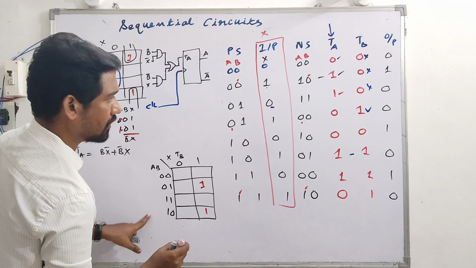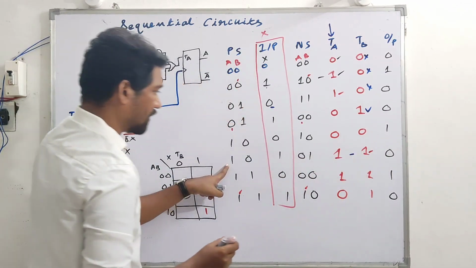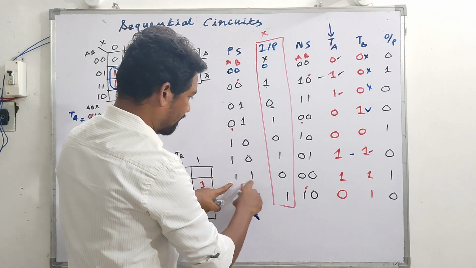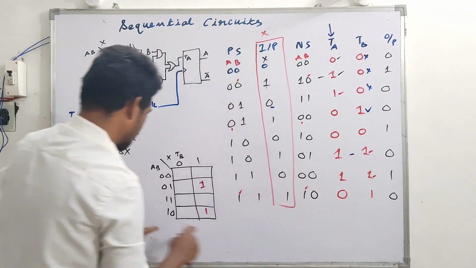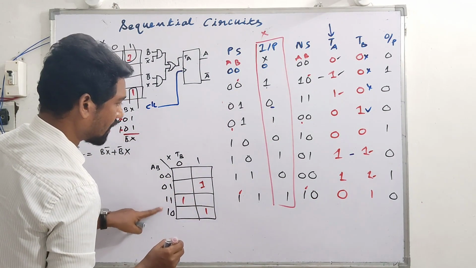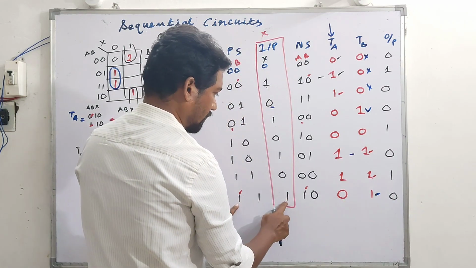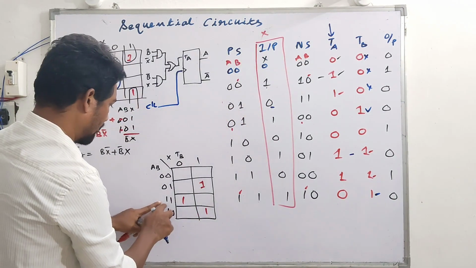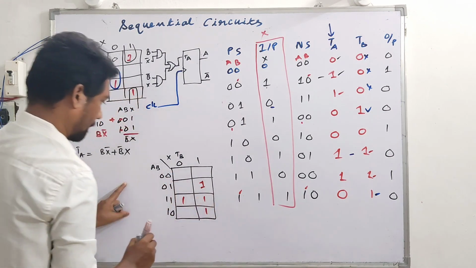1 0 1, we have a 1 for TB. And also 1 1 0, we have a 1. And also this one, and also this one. 1 1 1, also we have a 1.